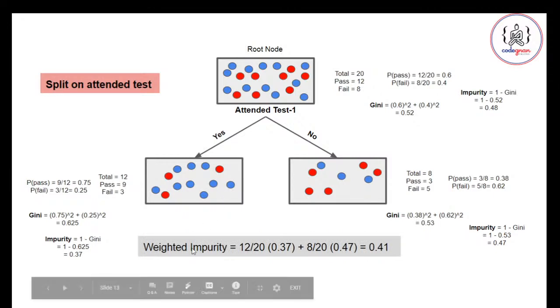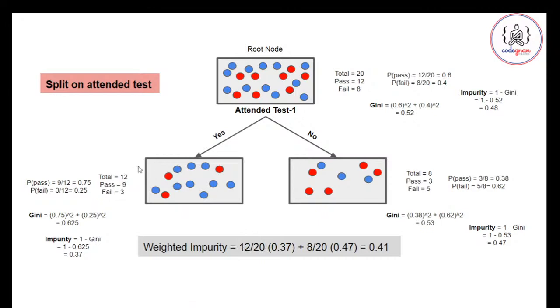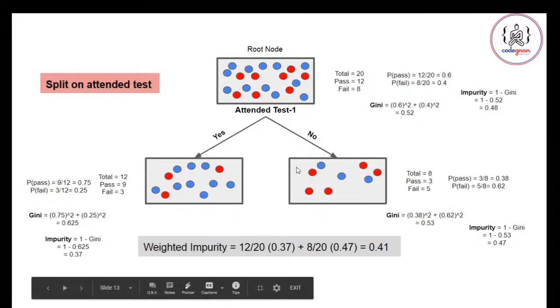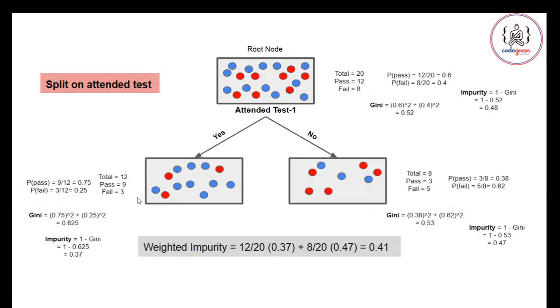We have the weighted impurity equal to 12 by 20. What is this 12 by 20? 12 is the total number of data points in your left subnode divided by the total number of data points in the root node. So it is 12 by 20 into the Gini impurity at that node. So here it is our left subnode.